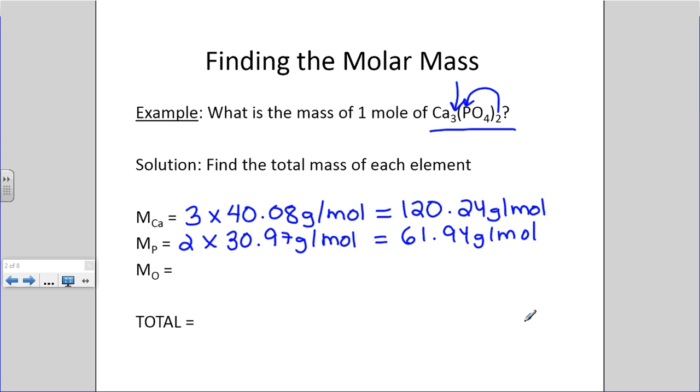Then if you want to try one out, pause the video and see if you can figure out what the mass of the oxygen should be. So pause it, try it out, and when you're ready, come back and press play.